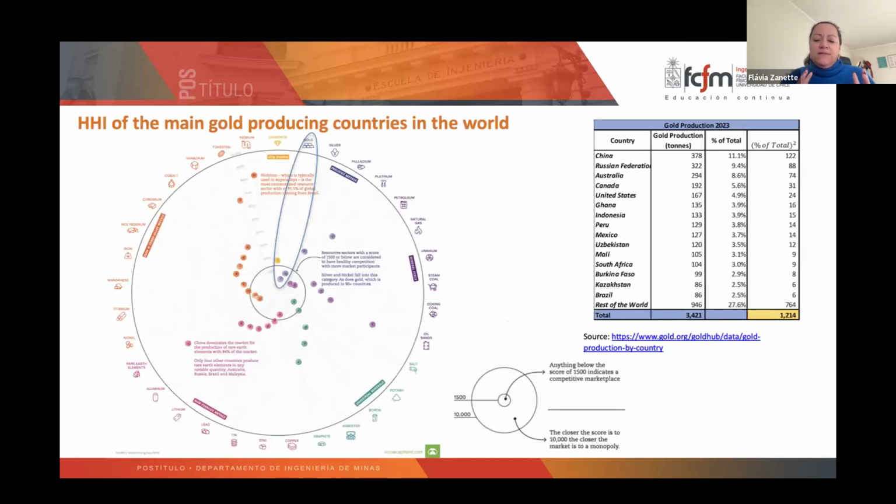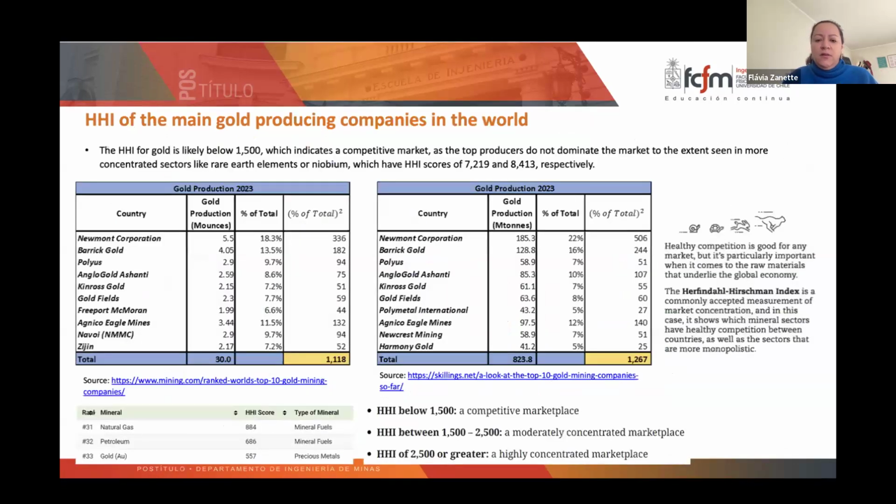Here we have a brief analysis of the HHI on the main gold production countries in the world. We have split it by production by country. China is the first in production of gold, and Russian Federation, Australia, Canada, United States are the top 5. Let me go through the next slide.